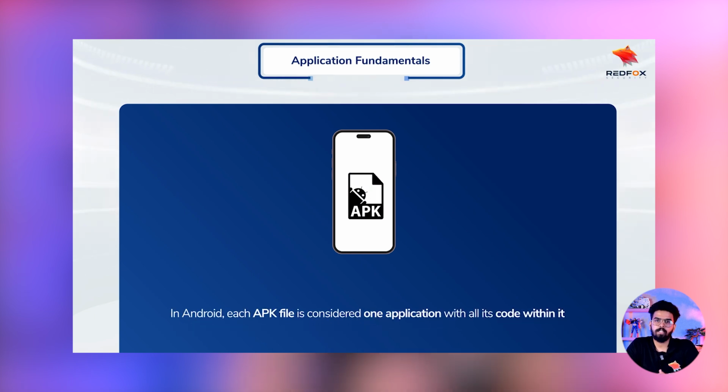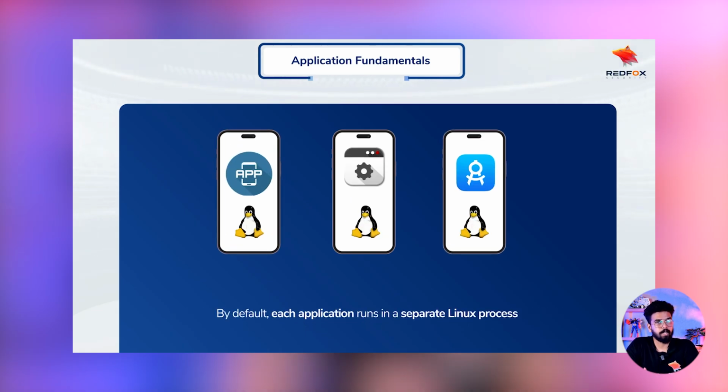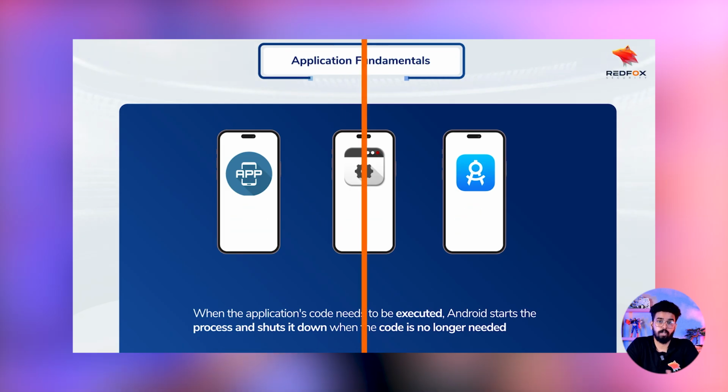In Android, each APK file is considered one application with all its code within it. By default, each application runs in a separate Linux process. When the application's code needs to be executed, Android starts the process and shuts it down when the code is no longer needed.